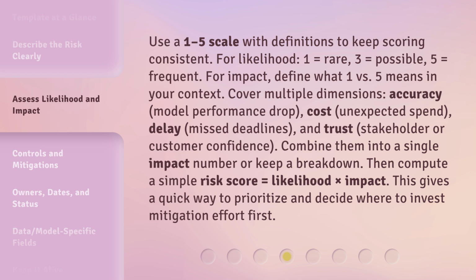Combine them into a single impact number or keep a breakdown. Then compute a simple risk score equals likelihood times impact. This gives a quick way to prioritize and decide where to invest a mitigation effort first.